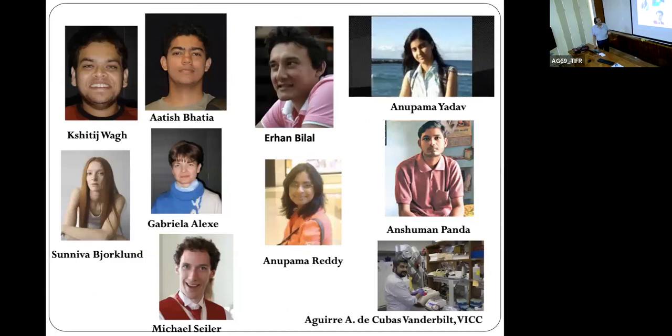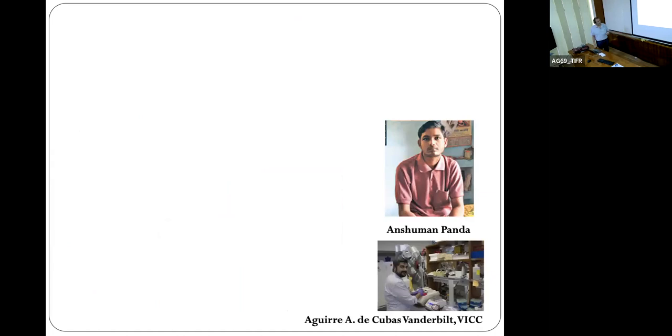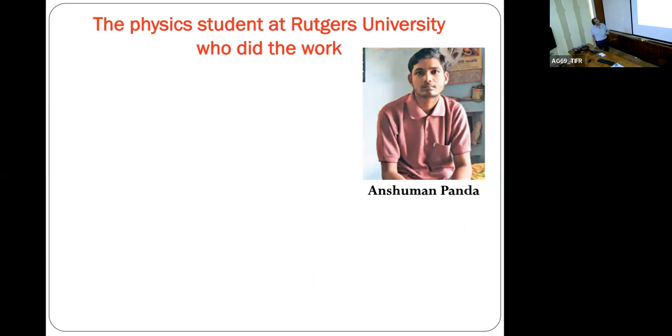All right, and these are all the people, but the people who did the work is just Anshuman, who is my graduate student, and this guy Agi, who is a lab member from Bangalore. So Anshuman did his undergraduate at MIT, and then he came to Rutgers because he didn't get admission anywhere, and he came straight away to see me and said, I want to work in biology, because I'm scared of all these other students and big, famous people.